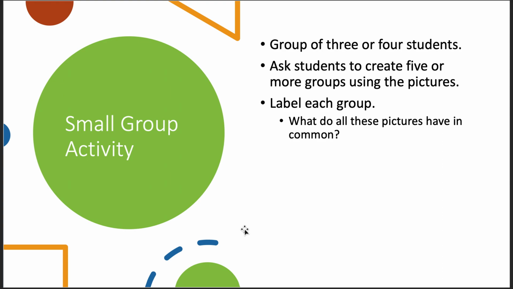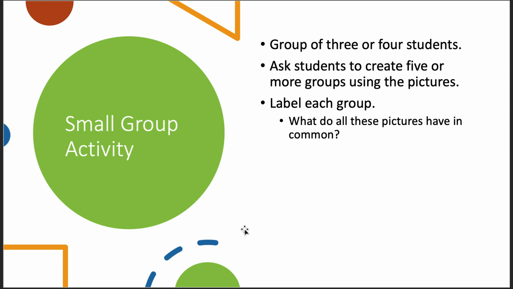You're going to ask them to label each group. Each of these groups needs to have a name. What do all these pictures have in common? So that is something that if you're going around to each of the groups, you need to be able to ask them, and they need to be able to prove, so why are all these pictures with that label? So they should be able to tell that.